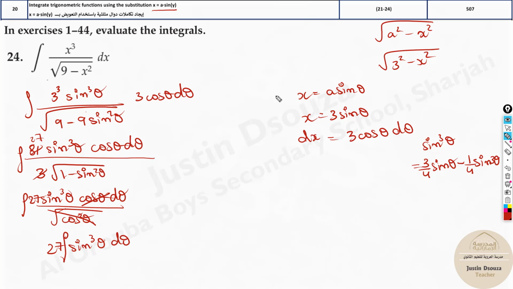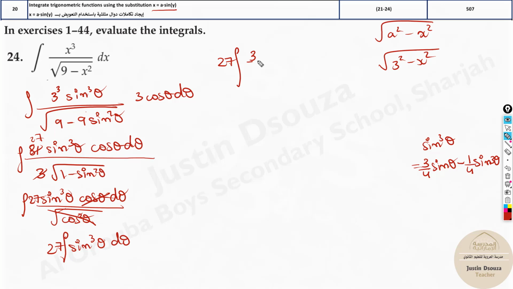So now I will just rearrange and write this out. This is what we had assumed, we do not need that anymore. We needed to put it back to x, but it's a simple thing to remember. Here, it is 27 integral. Instead of sine cube theta, I'll write 3/4 sine theta minus 1/4 sine 3 theta d theta. Is that okay? Now we can integrate this. Why? Because there is a minus, so we can integrate this individually, isn't it?